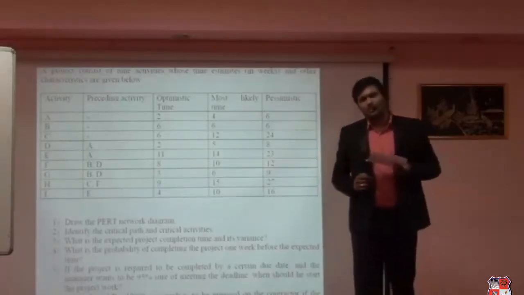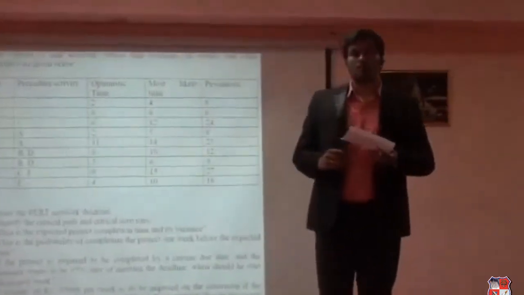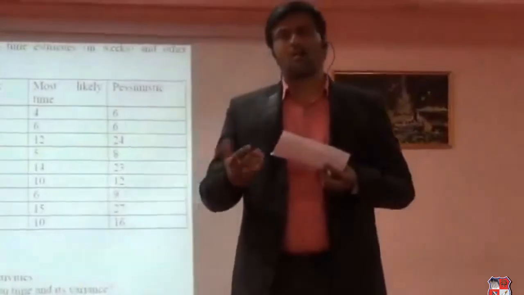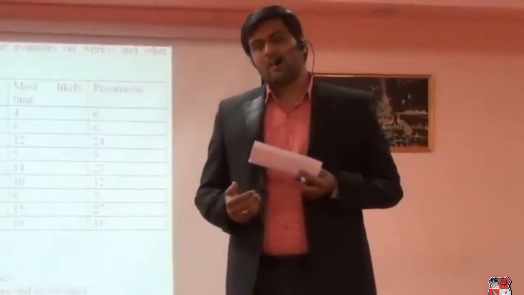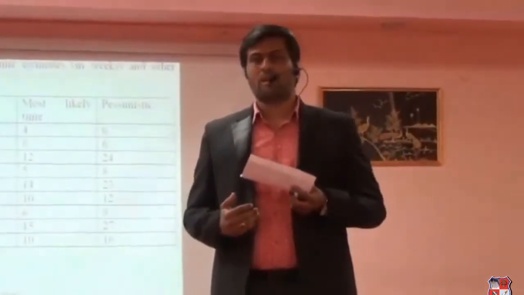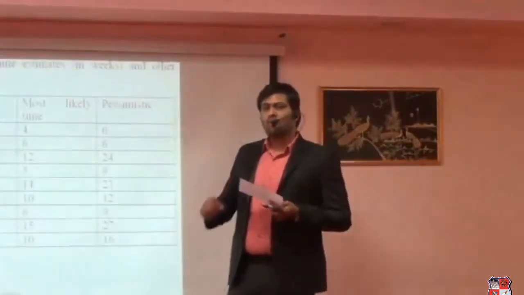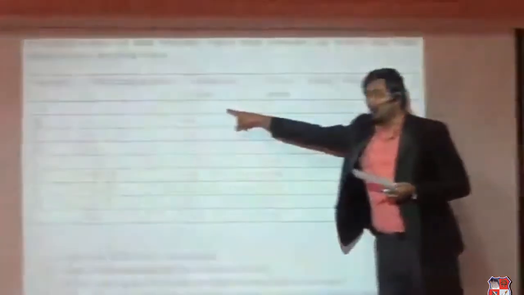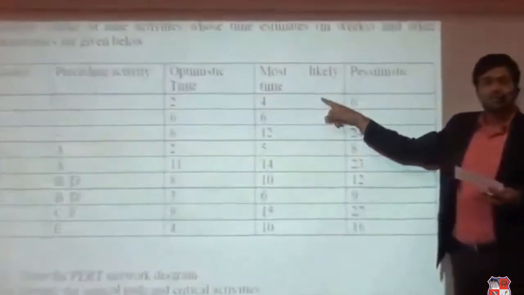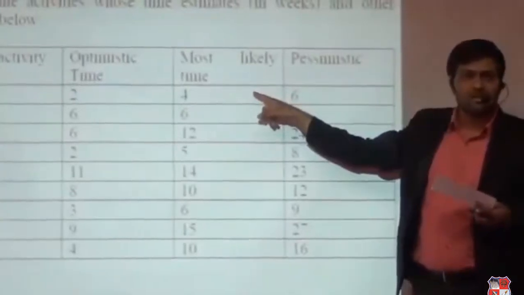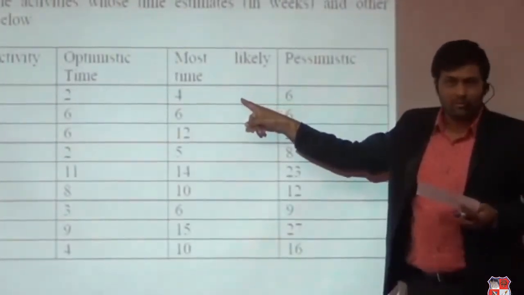I'll give you an example to compare these three. If you need to paint the body of a car in a manufacturing company, it might be possible that, working efficiently, you can complete the painting of the car in the optimal time, that is 2 weeks. But at the same time, it may be possible that due to some hurdles, due to some changes in the painting work, it may require mostly 4 weeks.